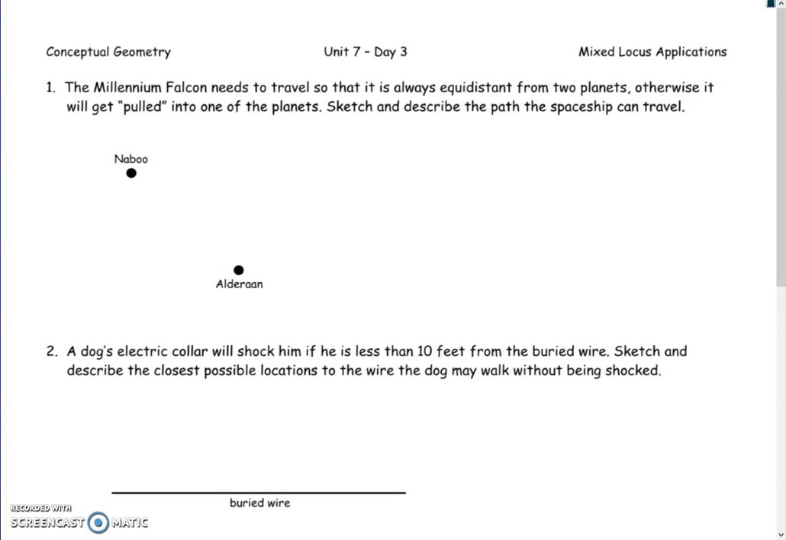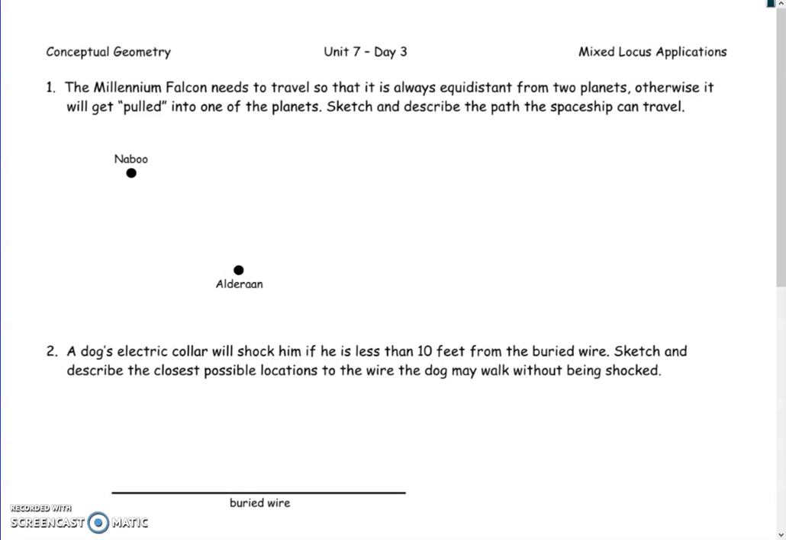Question 1, Star Wars fans, the Millennium Falcon needs to travel so that it is always equidistant from 2 planets. Otherwise, it will get pulled into one of the planets. Sketch and describe the path the spaceship can travel. So we're given 2 points. We are going to travel so that we're equidistant from them.